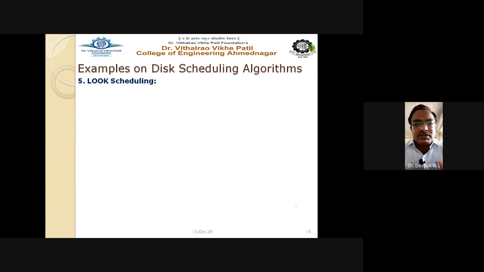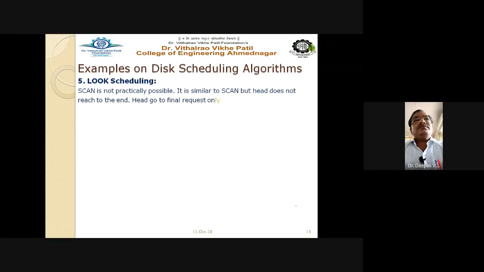The difference is similar to the scan algorithm, but scan is not practically possible because in the scan algorithm the head reaches the extreme ends, both ends. So what is happening here? In the LOOK algorithm, we have to go to the last request in either direction. Do not go beyond the last request, right? So here we go to the final request only.